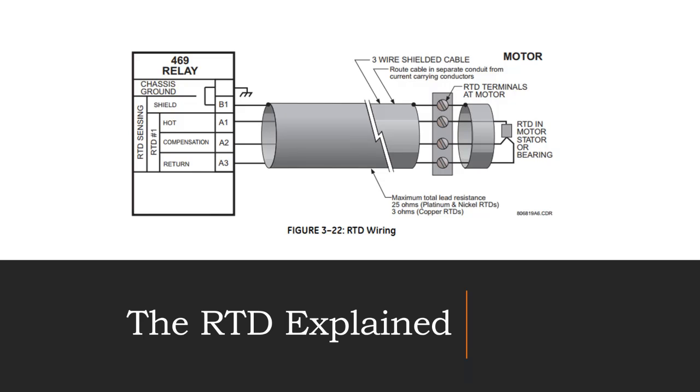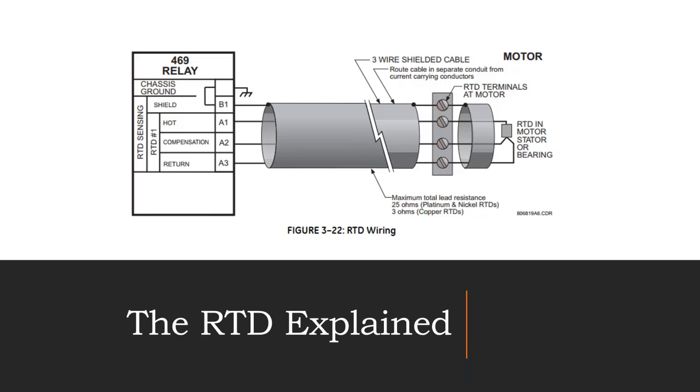So then when I measure from A1 through the RTD and back to A3, the return, let's just say that comes up at 7.5 ohms. I know to take a 1/4 ohm away and a 1/4 ohm away from A1 and A3. So I know the actual resistance through the RTD is going to be 7 ohms instead of 7.5 ohms. So that's how a 3-wire RTD works.